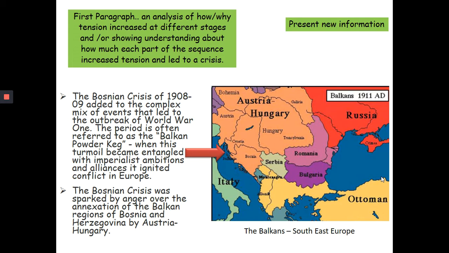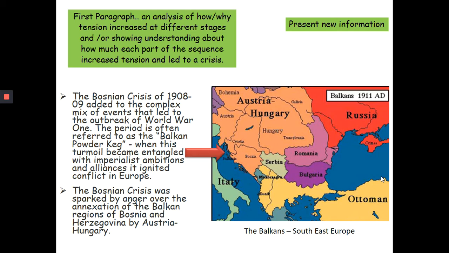Now, the Bosnian crisis of 1908 to 1909 added to the complex mix of events that led to the outbreak of the First World War. The period is often referred to as the Balkan powder keg. The Balkans is that part of southeast Europe that's tucked away there at the bottom, opposite Italy, at the top of Turkey, and to the west of Russia.